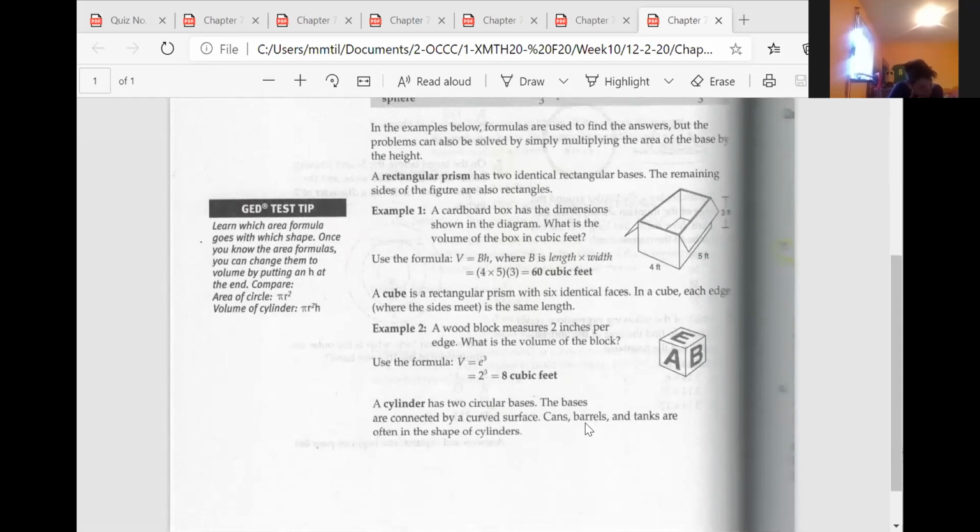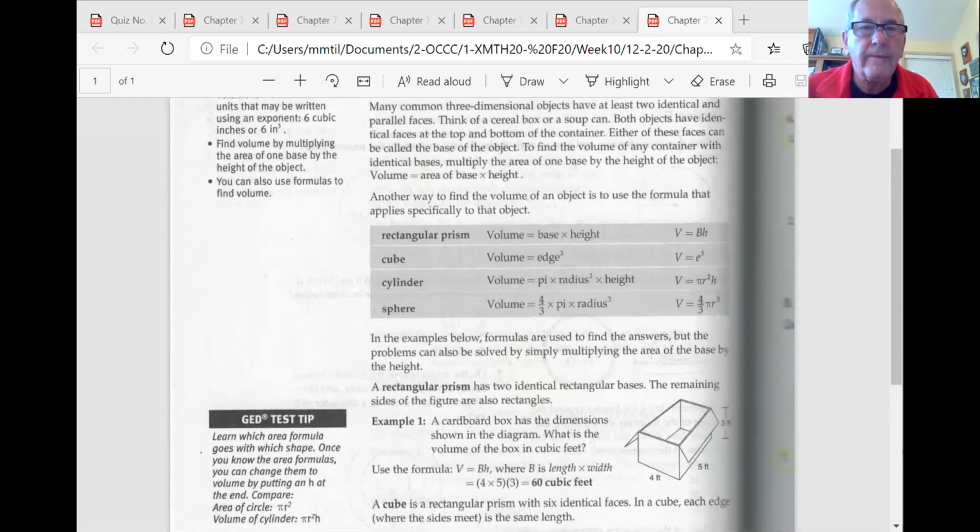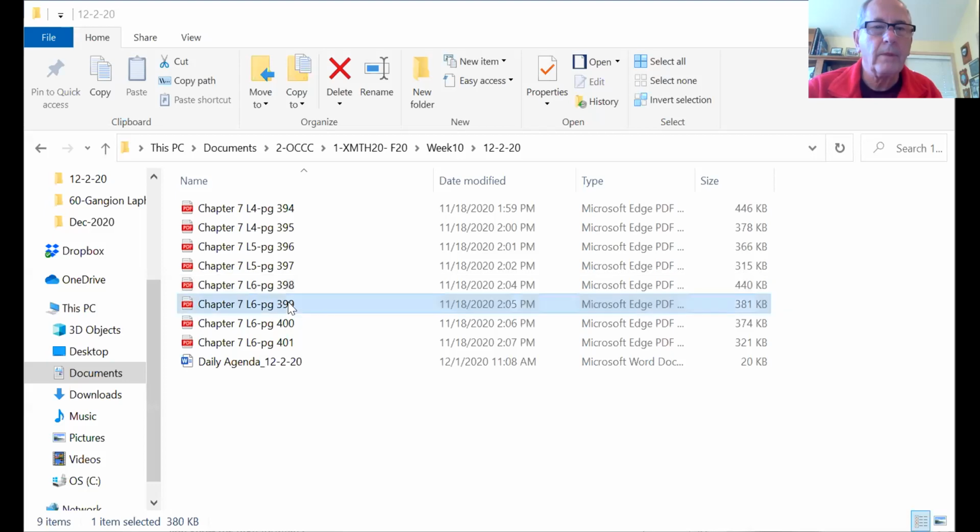The cylinder has 2 circular bases, one on the top and one on the bottom, like cans, barrels, tanks, and so forth. They're all cylinders. So let's look at some of the problems here. Again, we're doing geometry pretty quickly, I know that, but that's the way it works. Okay, here we go.